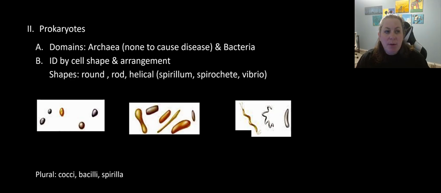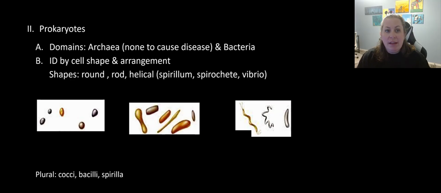So with the prokaryotes, we do see that they have the domains archaea and bacteria. Now, archaea does not cause any disease, and so again, we're not going to discuss them much throughout this course. But bacteria is going to be a very, very big focal point in this course. A lot of times with prokaryotes, we are going to ID them based on their cell shape and their arrangement. And this is going to be done by staining them and looking at them underneath microscopes.